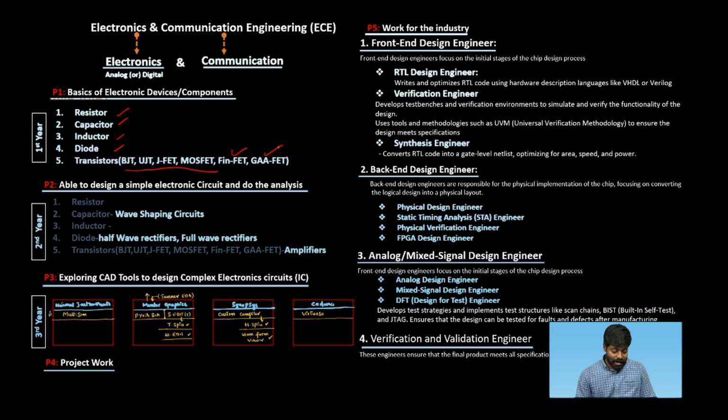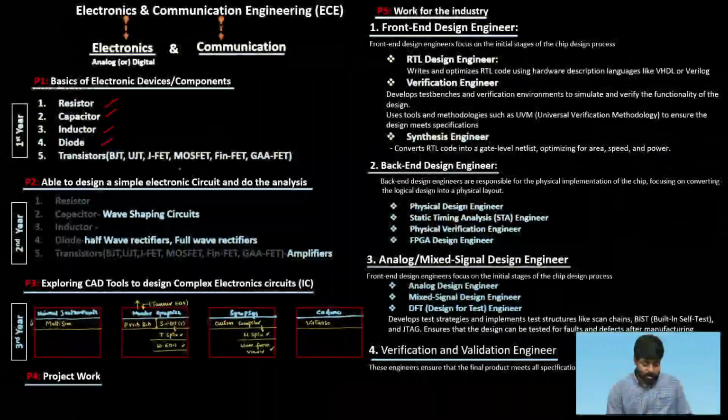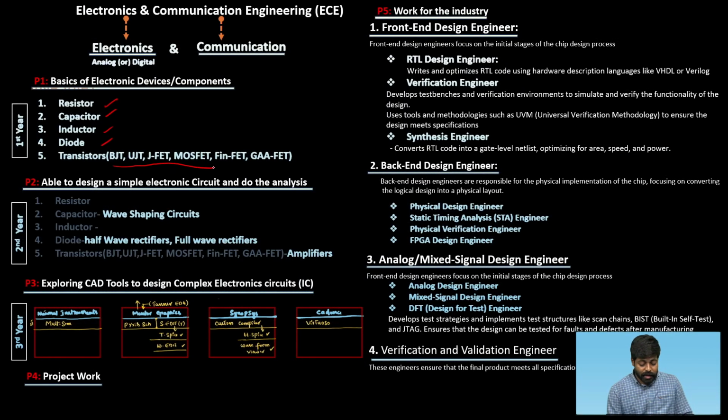So when we go through the electronics stream, in the first year, because of a lack of proper basics across the electronic components, they will be going through the basic components like resistor, capacitor, inductor, diode, transistors. These are the components they will be learning in their curriculum. These two, as per the industry, they will be learning later on.